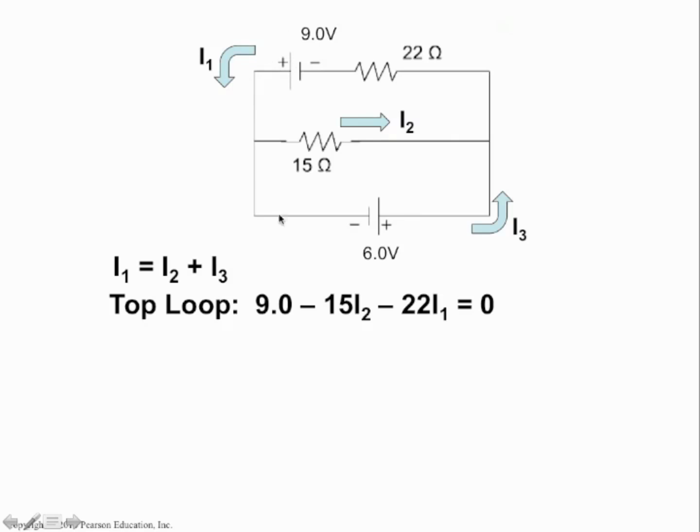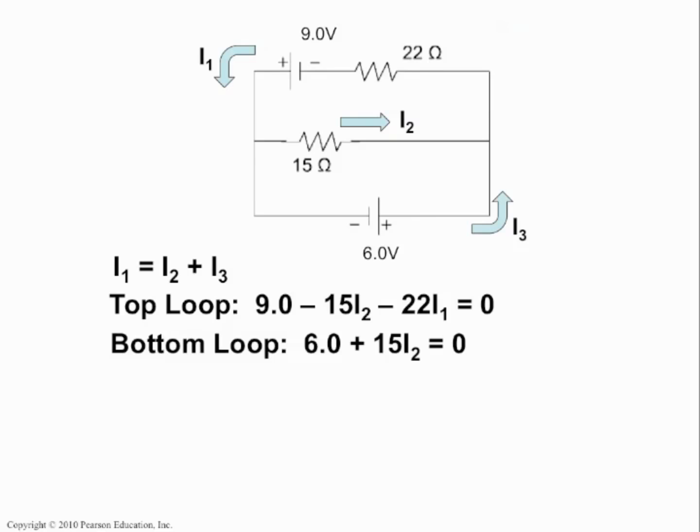I have the 9.0 positive voltage minus 15I2, and that's because I have a 15 ohm resistor. V equals IR, so 15I2 would give me the voltage drop. And then I keep going around, go to the top, then I have minus 22I1, and it's I1 because this whole top branch here is I1, since the amount of current going out of the battery always matches the amount of current going into it. So I have minus 22I1, and that equals 0.